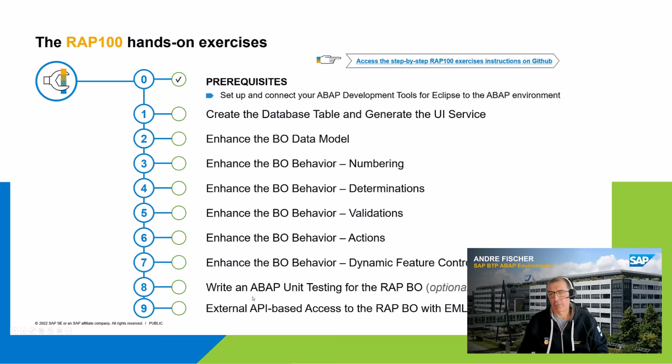And there are also some more advanced exercises available that allow you to create unit testing or having so-called dynamic feature control. So when I press a button that may be based on the content of the field, I can press the button or not, so that the UI would adapt to the content; you can have additional business logic here. And finally, we describe here in a simple example to use the entity manipulation language in order to access our business object in a programmatic way.